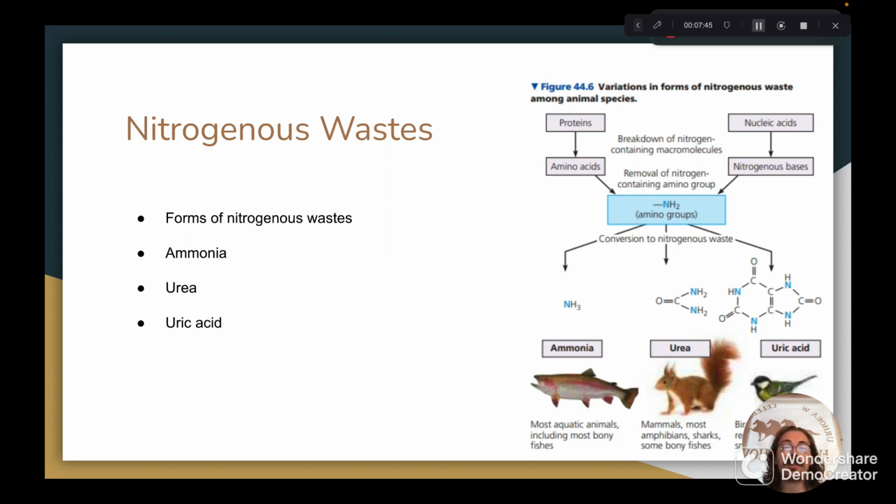The next form of nitrogenous waste is urea. Urea is the primary nitrogenous waste product of terrestrial and marine animals, and it is produced within their livers by combining ammonia with carbon dioxide.